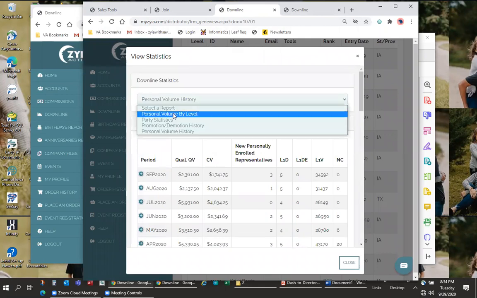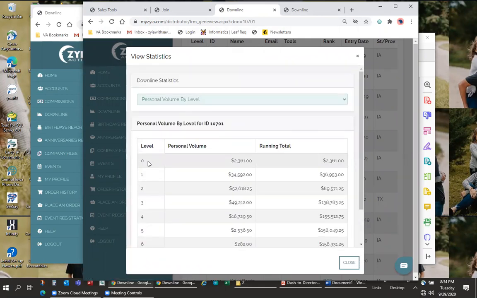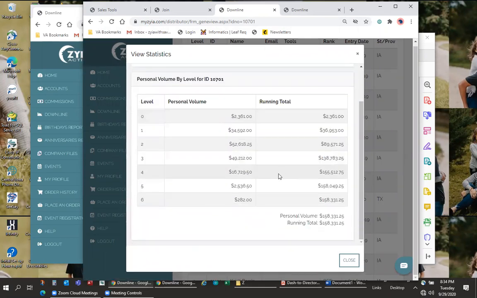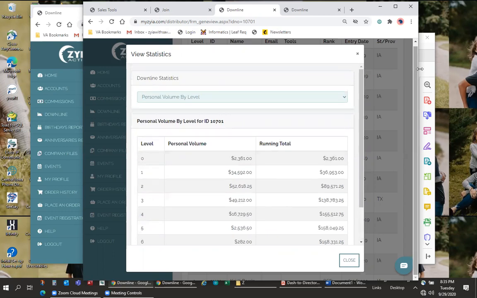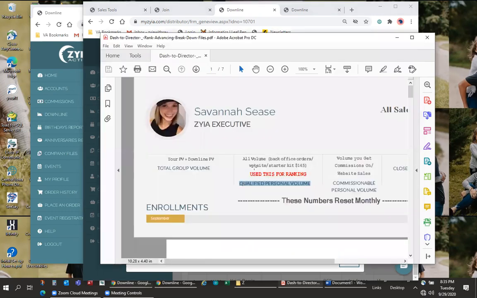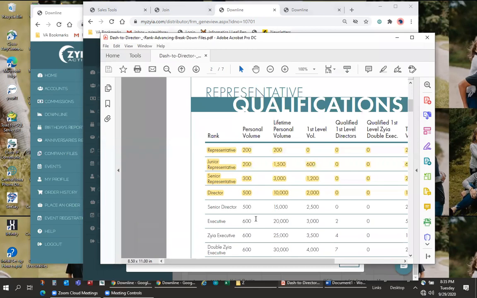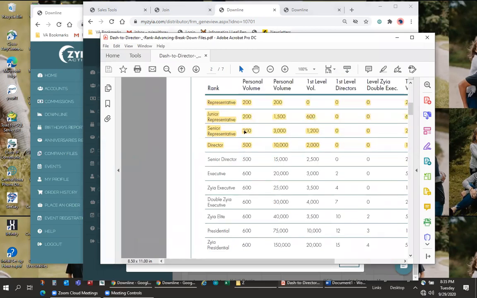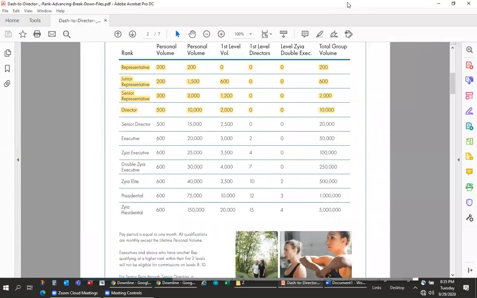And then personal volume by level would show you my volume for the month, and then it will show you all of my first level, second level, third level, everything, and then our total for the month. So you'd look at that, and you go to the rank chart just to make sure, okay, she's sold her 500 for the month. Her team has sold their group volume of 10,000. So it's just comparing this to your back office numbers.